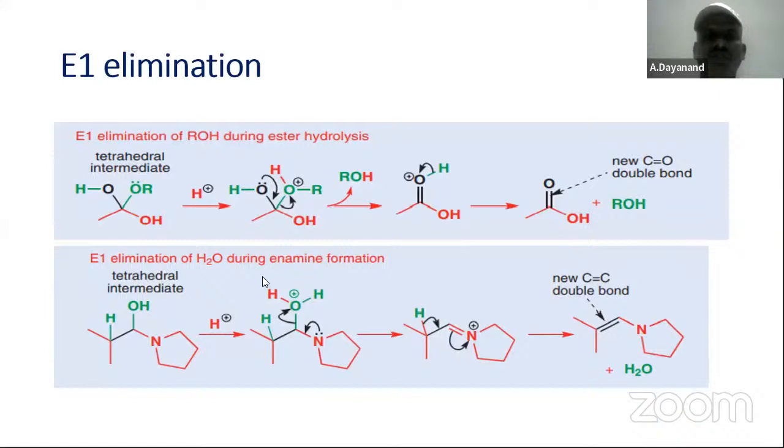Loss of H2O during enamine formation. Enamine formation. Okay, in enamine formation also, H2O has to be protonated first. Then a cation forms here. This positive charge, by delocalization of the lone pair of electrons, is going to form this one. And finally, the proton is removed. It is enamine formation.